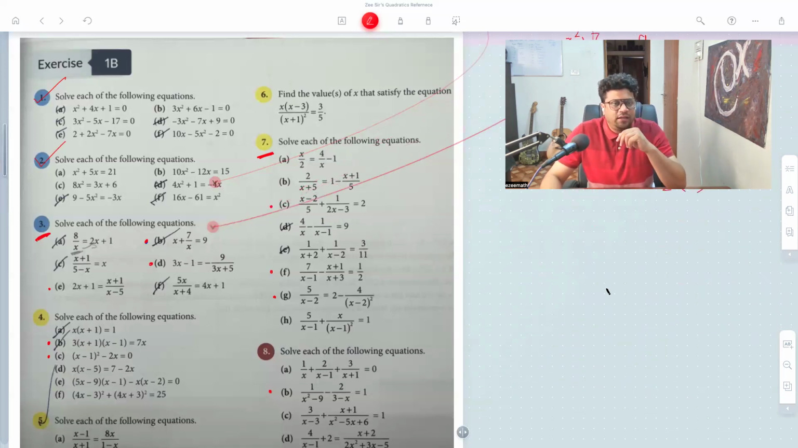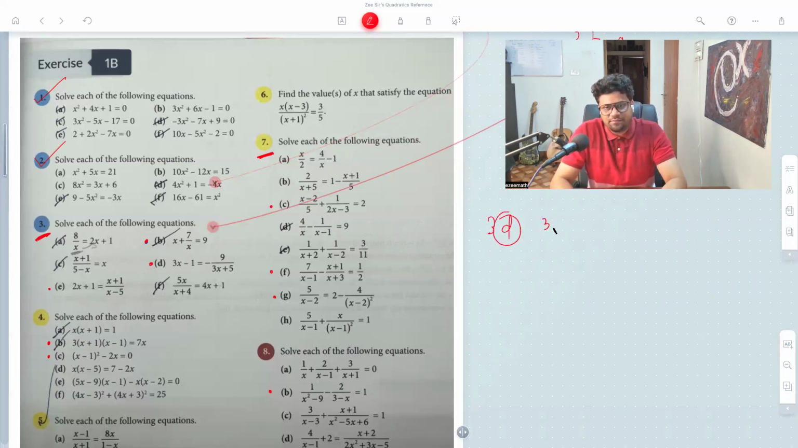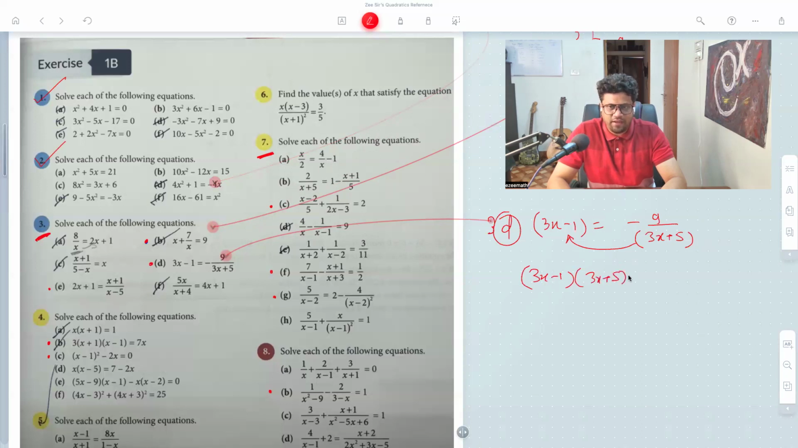Now, let's look at 3-part D. So you got 3x minus 1 equals negative 9 divided by 3x plus 5. What I do here, I take 3x plus 5 to the other side. Since it's being divided here, 9 is being divided by that. When it goes to the other side, it's going to multiply with the 3x minus 1. It becomes a 3x plus 5 equals a minus 9.